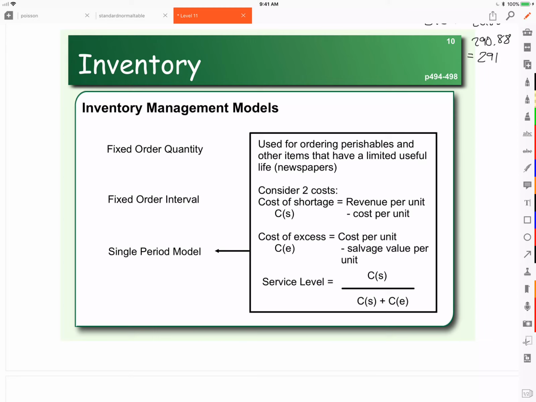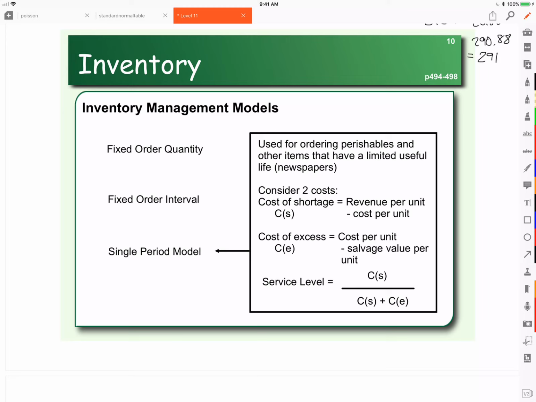The third inventory management model we want to look at is the single period model. The single period model is used for ordering perishables or other items that have limited useful life. So we're talking about food, it goes bad. So there's a trade-off between having too much and too little that we have to consider, and we have to consider what we can do with the product after the day we try to sell it. Does it have any value? Can it be resold for something else? So we have to look at products that go bad or things that nobody wants old versions of.